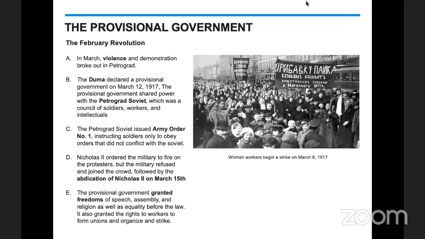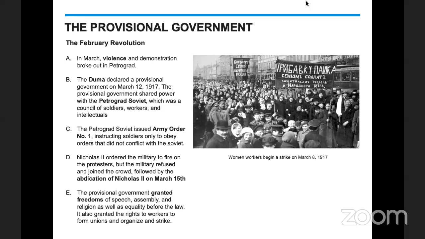Oh, yeah. So in March, and it's actually March 8th, and you can see on the right, there's a picture of women workers. I'd like to point out that our Women's March that we have all over the world is on March 8th because of this event. Violence and demonstrations are going to break out. They are protesting the scarcity of food, and because of this, the Duma is going to elect a provisional government.